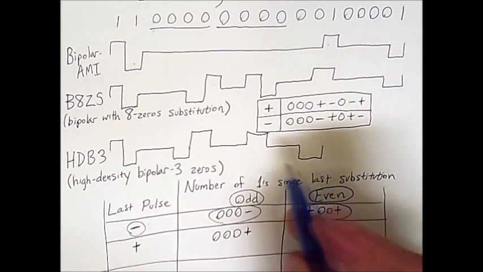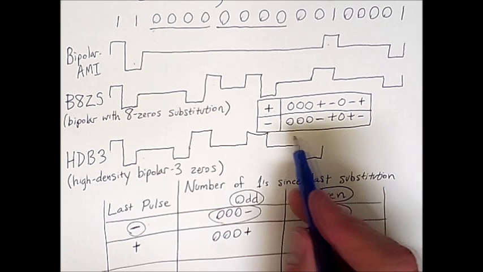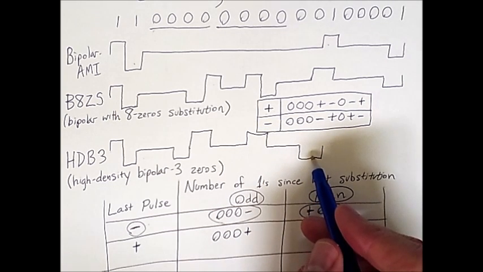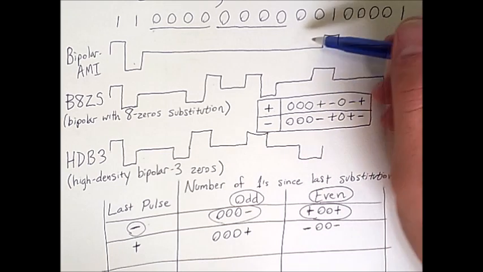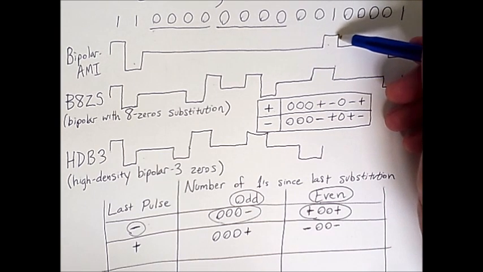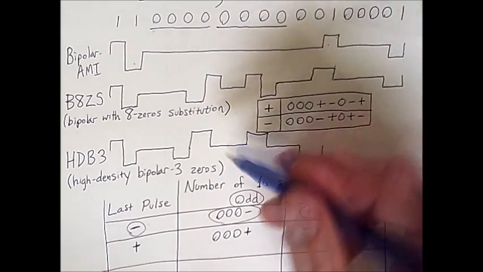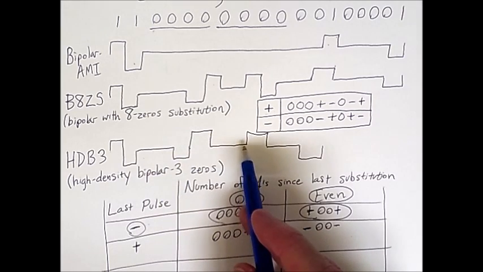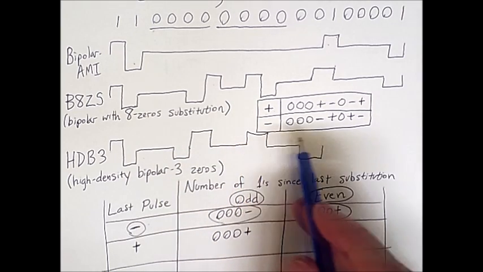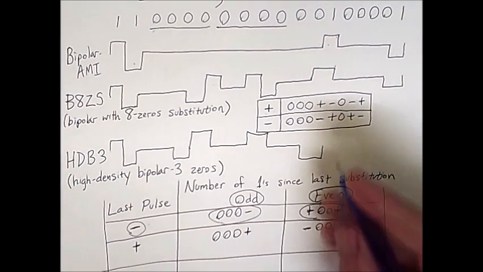And note that although this does obey the rules for bipolar AMI, we go from a positive to a negative, it actually results in a different voltage level for this one than what we received for both bipolar AMI and binary 8 with 0 substitution. The reason is that the way in which we substituted the zeros with other voltages necessitated that the next one we encode have a negative rather than a positive voltage.